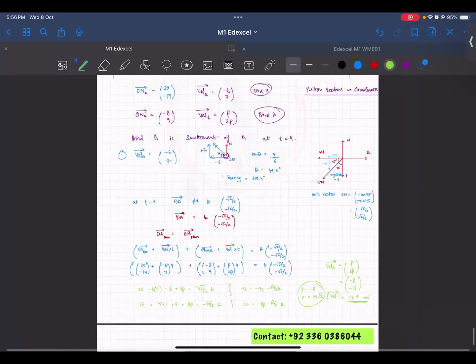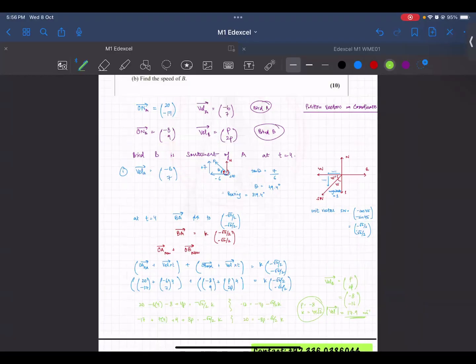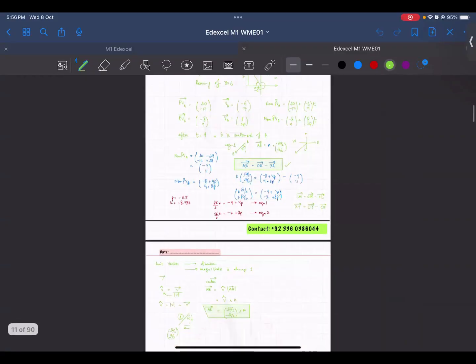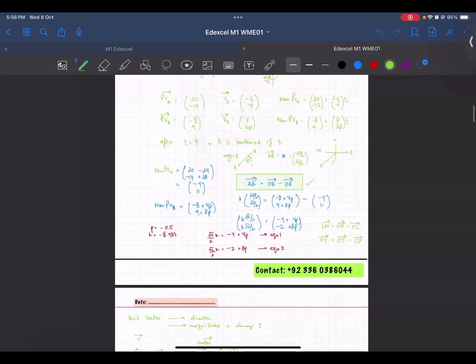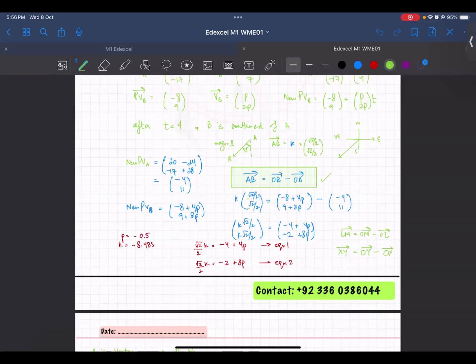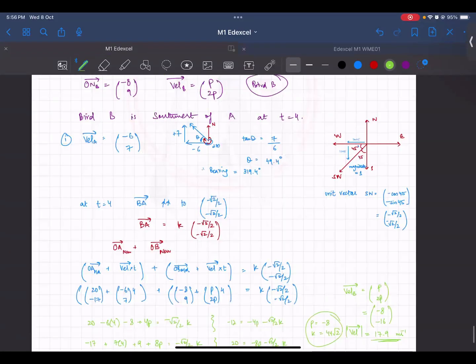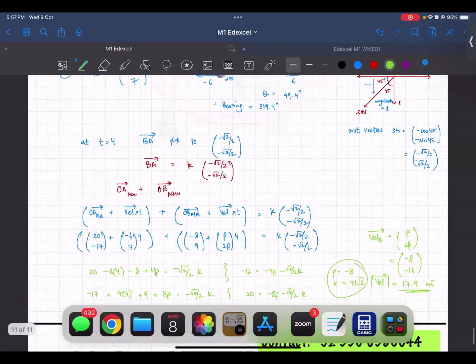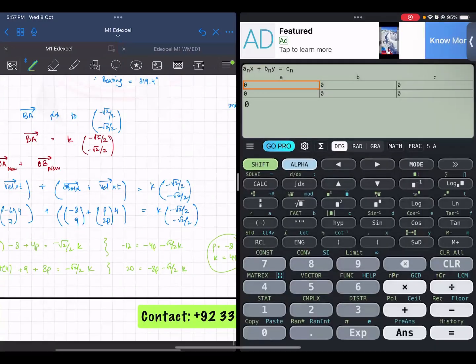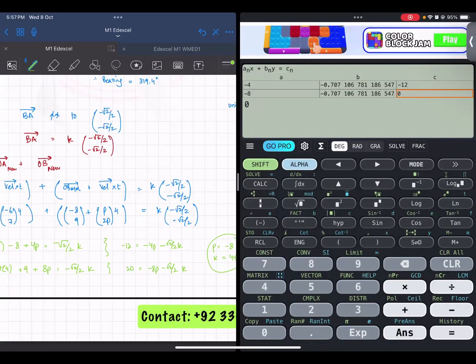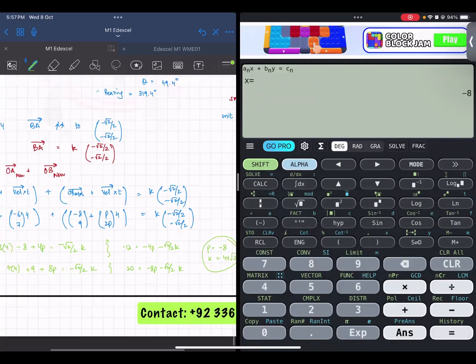Wait, sir, I'm doing this right now. Can you just keep it there? Let me confirm it. The value of my k over here is coming minus 0.5. Wait a minute, maybe we made some mistake. Sir, I got p as negative 10.5. Maybe I've put in something wrong. Minus 4, minus root 2 over 2, and minus 12, minus 8, minus root 2 over 2, and 20. Minus 8, I'm getting minus 8.